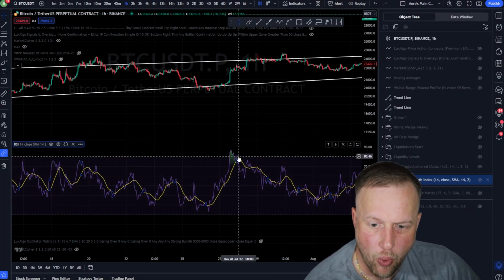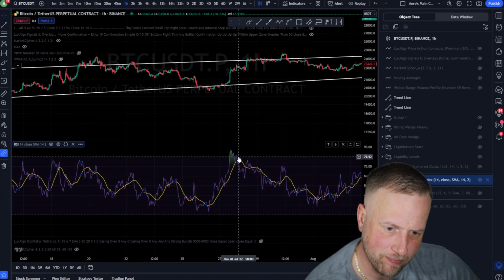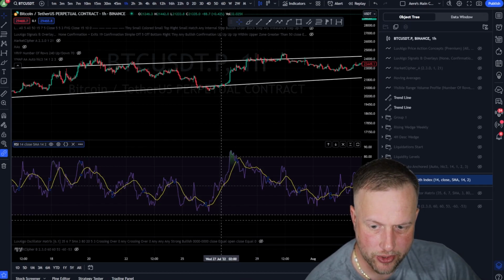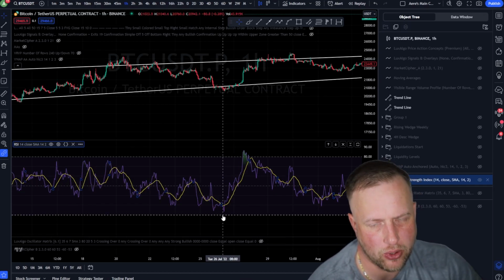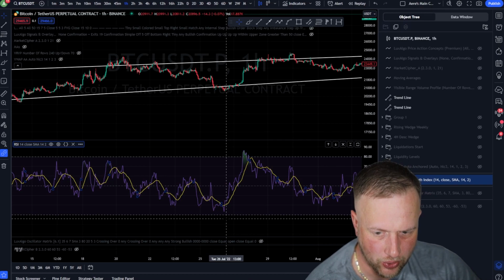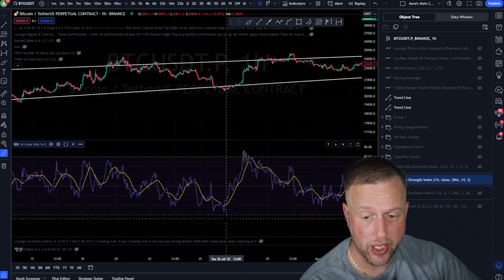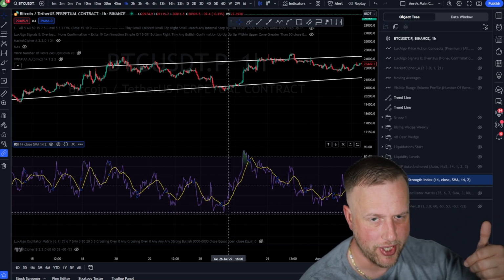The first, when crypto gets really, 80 plus, we are overbought. When we get down into the 20s or close to the 20s, right? Or close to the 80s, we are oversold. Meaning a potential for a reversal in the market is possible. That's the first thing. There's 3, I lied.